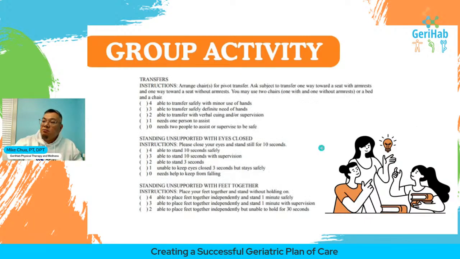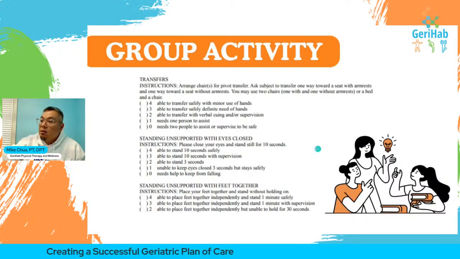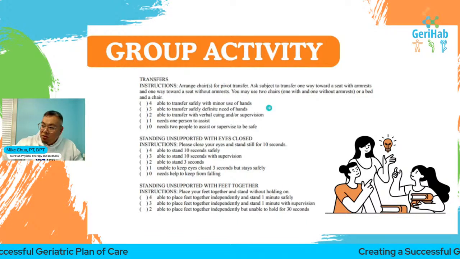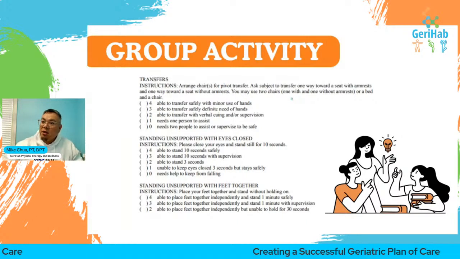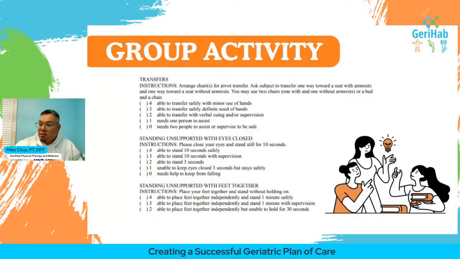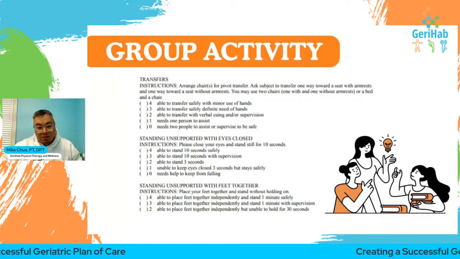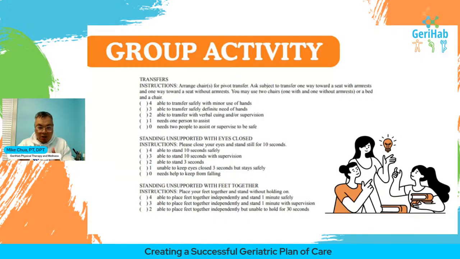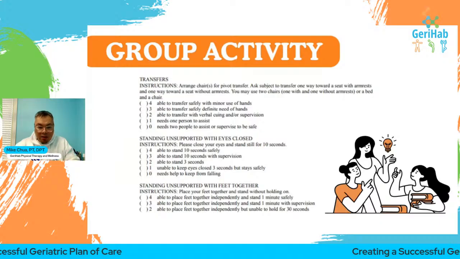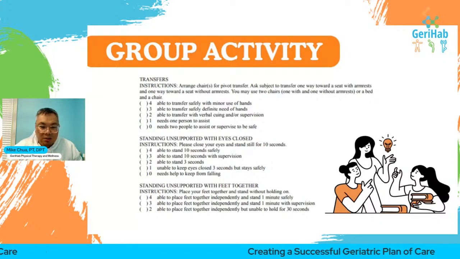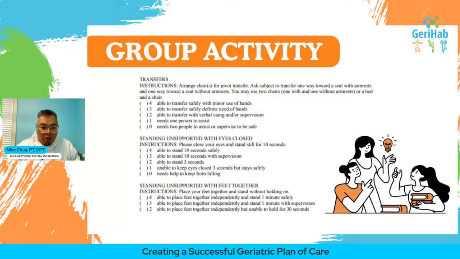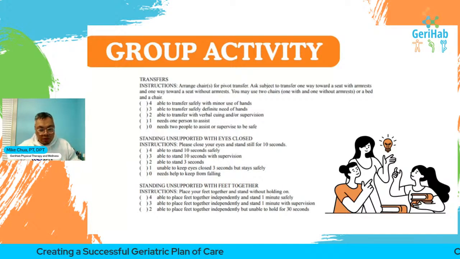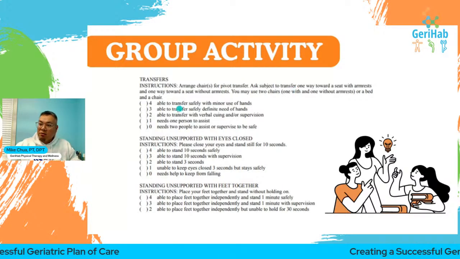Okay. Transfers. Remember, we talked about transfers. Arrange the chair for pivot transfer. Ask the patient to transfer one way towards a seat with armrest and one way toward a seat without an armrest. So what I do is ask them, okay, can you stand up, move to this bed, move to this mat? In our evaluation room, we have a chair with armrest, and I would ask them, hey, can you stand up and go to this massage bed or this mat and sit up for me while I check their blood pressure and everything, right? And then from there, I can see how they move around, right?